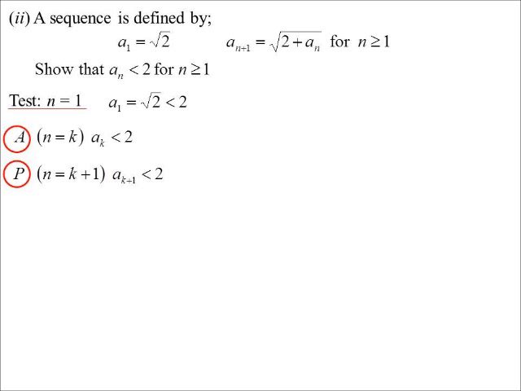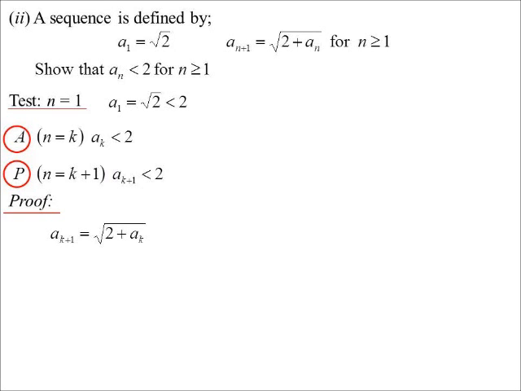Now, we've got to show that it doesn't matter which term we pick, it's always going to be less than 2. Okay. Still do it the same way. Well, test it for the first case. The first term is the square root of 2, and the square root of 2 is, of course, less than 2. My assumption is going to be that term k is less than 2. I want to prove term k plus 1 is less than 2. Term k plus 1, I go and use the formula they gave me.